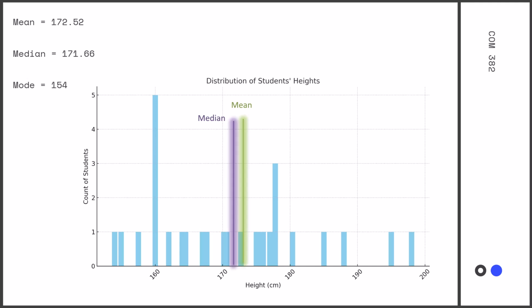But the mean, that means the average, height in the class is 172.52. The median is 171.66, so actually not that much below it. And the mode is 154. And so you can see, remember the mode is the one that occurs most frequently, and you can see that right here, kind of right under 160. And you can see that the mean is to the right of the median, but not by much. So it's not necessarily a huge difference here.